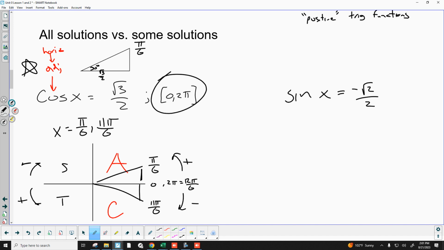Cool. This guy. Start with the triangle. Figure out the correct triangle. Then ASTC, locate where those angles are. Coming from the middle out. That's crucial.